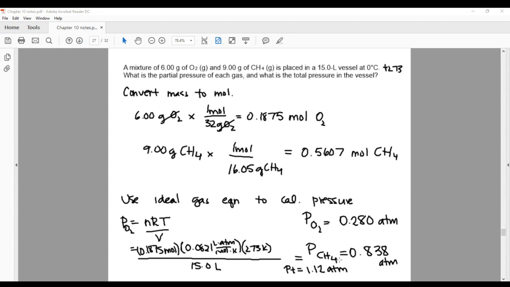So again, this is one of those that can make you freak out, but just stop and think about what equations you know, and how you're going to get to what you have. Okay. So we first had to convert mass to moles, use the ideal gas law to calculate the pressure of each gas, and then add up those partial pressures to get our total pressure.